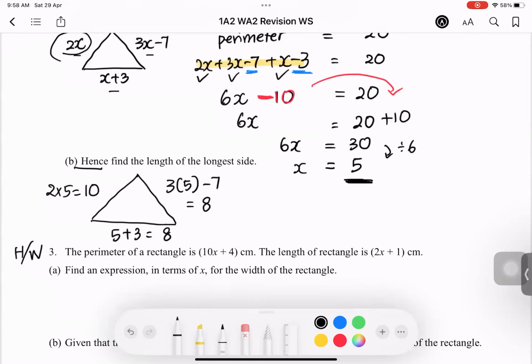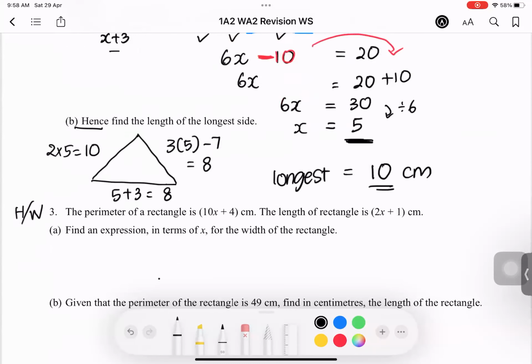So which one is the longest? 2x. Side? No, I want the length. I want the actual length, 10. Yes, 10 cm. Okay, 10. All right, so your homework question will be this one.